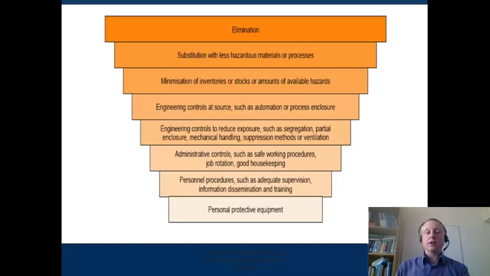Engineering controls at source are the next choice of preference, such as automation or process enclosure. So what we're talking about here is simple guarding. This can come in all sorts of shapes and sizes, from physical guards such as the crown guard for your circular saw blade, to more sophisticated guarding such as metal cages around dangerous machinery, or having a laser curtain around things which, if broken, will stop the machinery.